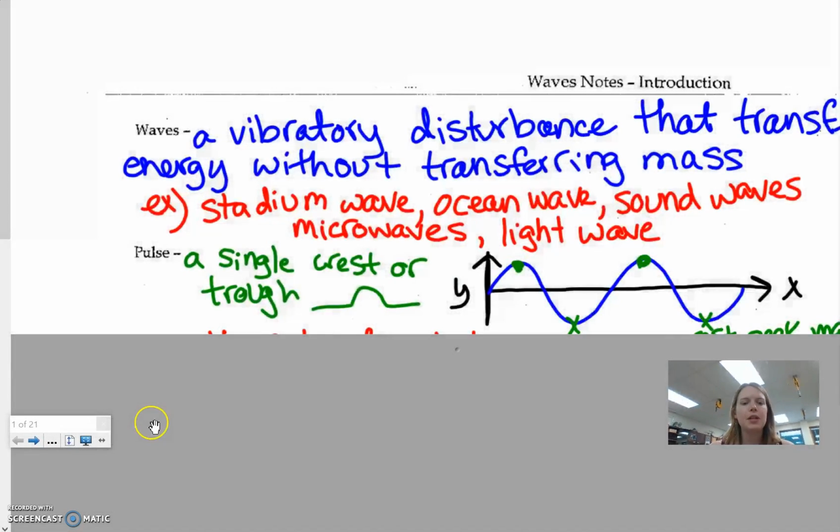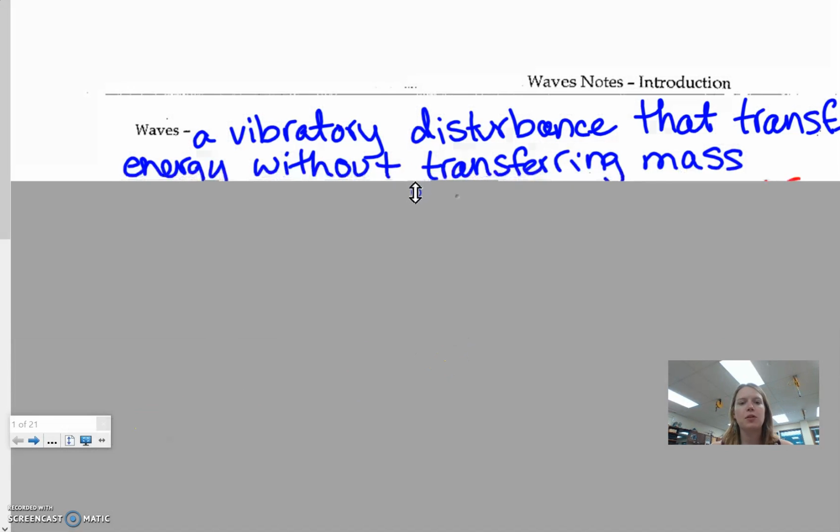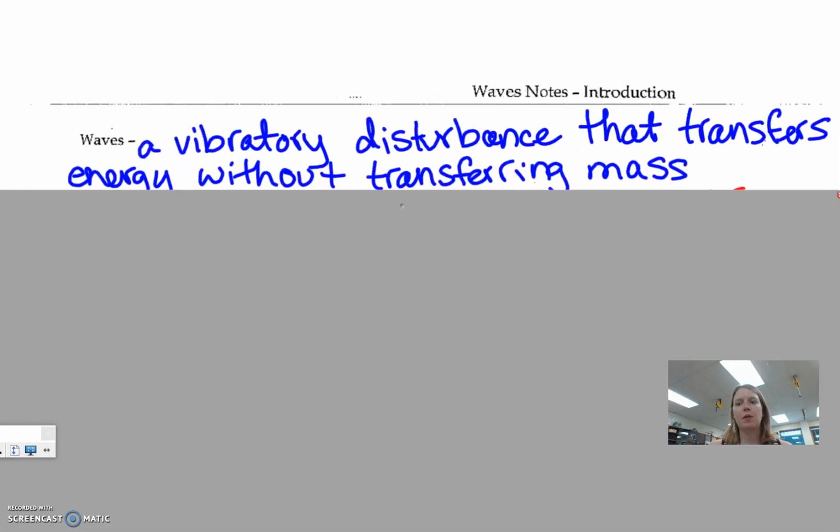So in your notes, we're thinking about waves. What does a wave do? The key idea behind a wave is that it transfers energy. That's the big idea. A lot of the time we call it a vibratory or oscillating disturbance that transfers energy without transferring mass. So just the energy is moving, no mass. And I'm realizing this is kind of cut off. So a wave is a vibratory disturbance that transfers energy without transferring mass.